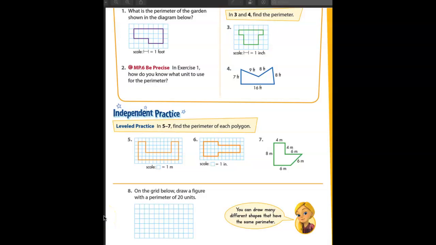Hi everyone, so today we're going to start learning about perimeter. Towards the beginning of the school year, you learned about area, and if you remember, area was all the space inside of a shape, so all the little squares inside the shape made up the area. Perimeter is the distance around the outside of something.